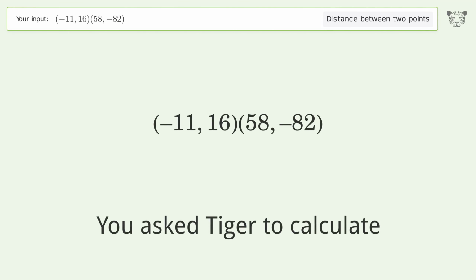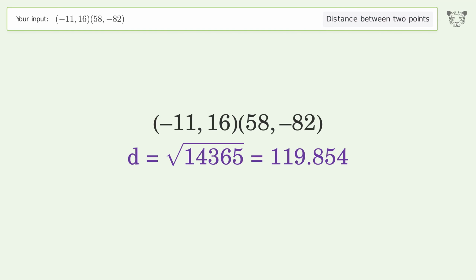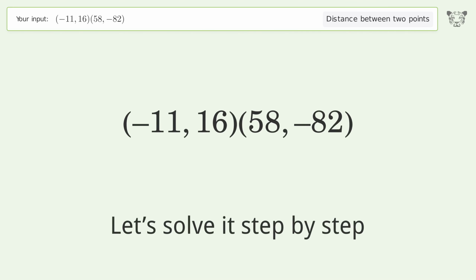You ask Tiger to calculate. This deals with the distance between 2 points. The distance between the 2 points is the square root of 14,365 or 119.854. Let's solve it step by step.